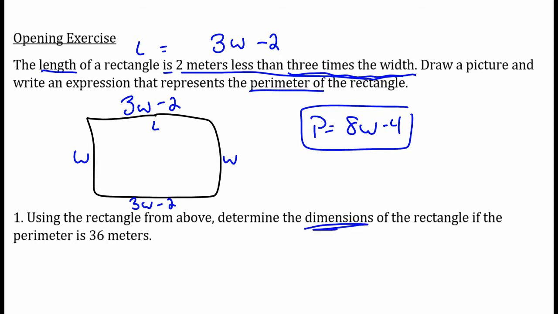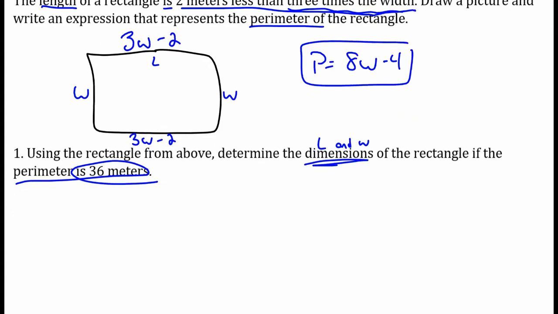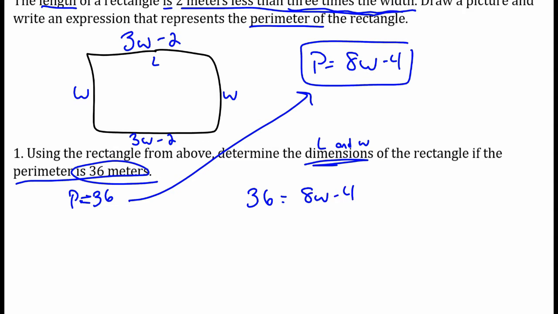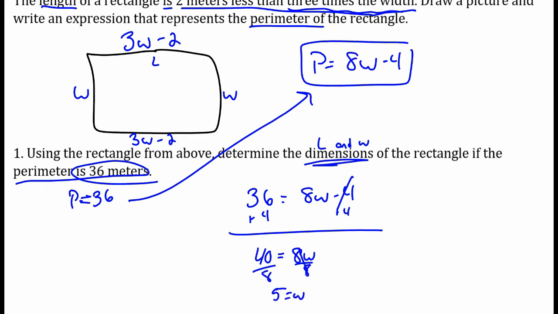The dimensions of the rectangle are the length and width. If the perimeter is 36, so they're telling us the perimeter is 36. Well, wait a minute. That's the perimeter. So 36 equals 8W minus 4. I can use the addition property of equality to add 4 to both sides. 40 equals 8W. When I divide by 8, I get 5 equals W. But I'm not done because it asks for the dimensions.